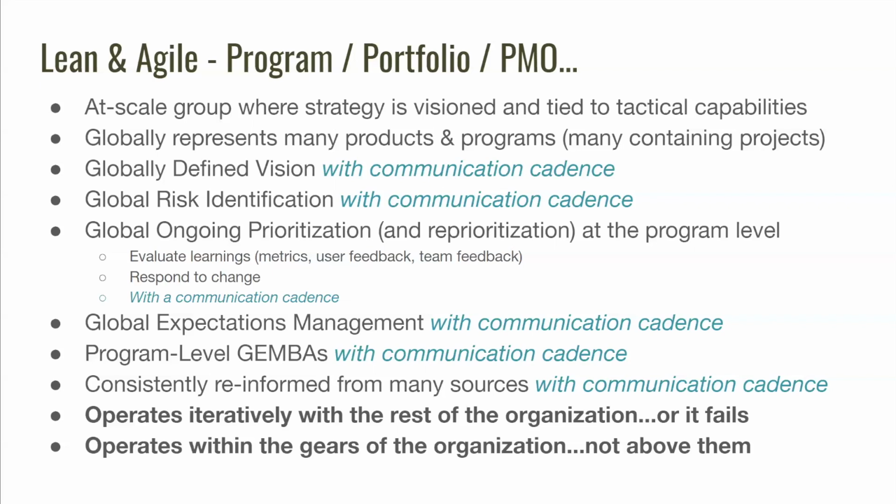They consistently reinform from many sources with a communication cadence. This almost looks like the same list of things that a product owner does, but it's being done at the program level against products across the organization. They operate iteratively with the rest of the organization, or it fails. If this organization continues to operate in a situation where it's, we put out our plan, here it is in December, come January, this is the plan moving forward. Great. If we don't iterate with the rest of the organization and continue to move through these things, then that's going to be a problem.